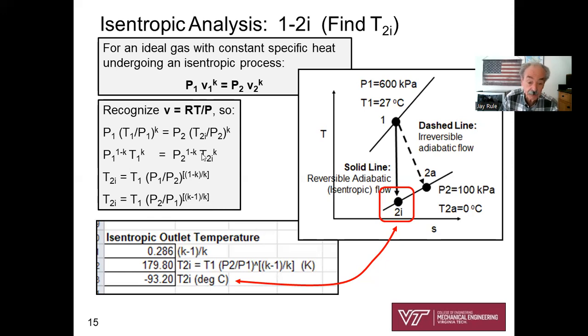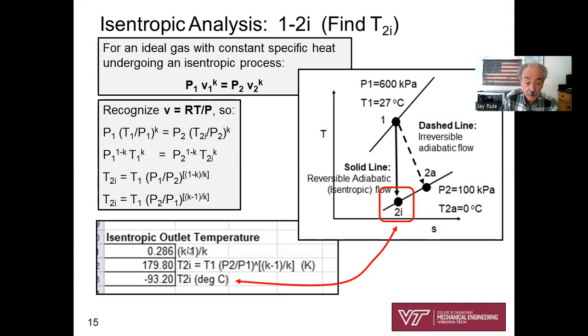I would suggest that you just get good enough to derive it on your own, but you might put this on your formula sheet, but by golly, next to it, you've got to have ideal gas, constant specific heat, K is constant, and isentropic process, reversible adiabatic. So if you want to put this on your formula sheet, go for it. You've got to have some words next to the formula.